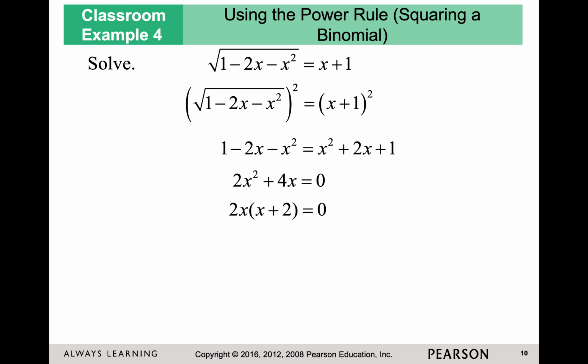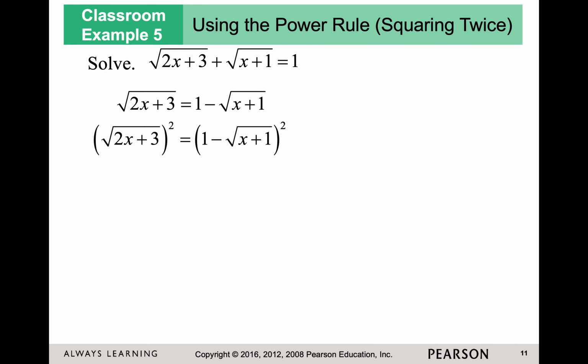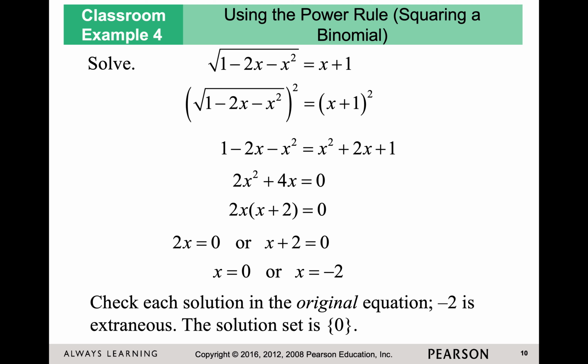Again, if you need to review solving quadratics, go back through that YouTube channel or go to Khan Academy and look at factoring. I set each thing equal to 0. I get 0, -2. I'm not done. I still have to check the solution. So I'm going to plug in for x in each one. And I'm going to see if it works.